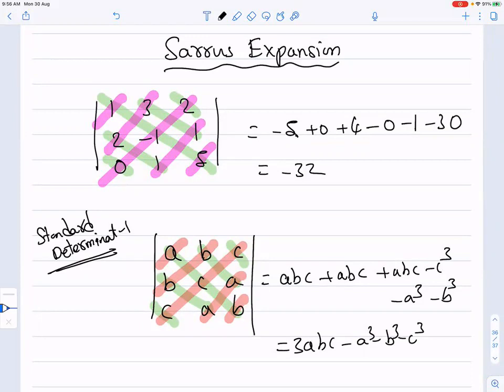Okay, how do we open using Sarrus's expansion? Write in your own words. But trust me, after opening the determinant like this in 5-6 problems, you'll never use the original approach. Okay, write down.